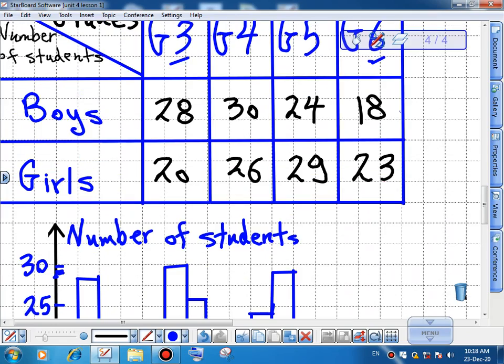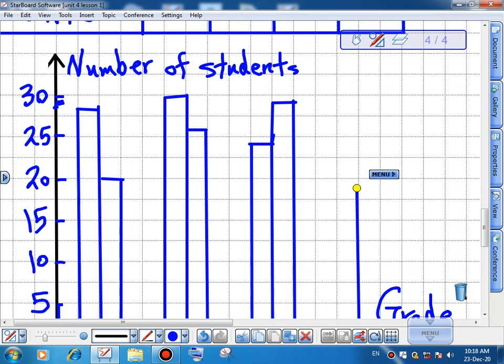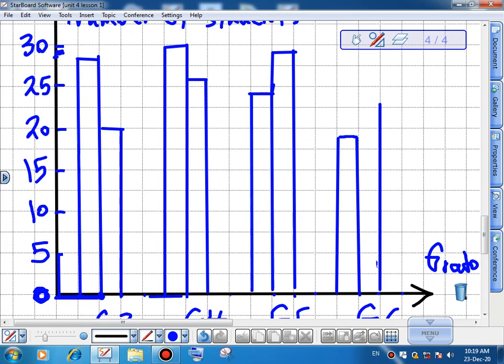And the next, the number of girls is 23, which is greater than boys. From 0 to 23, we have only 20 and 25. So we go 20, 21, 22, 23, a line between 20 and 25. So we go from 0 to 23, like this. After this, we close the bar to make it a double bar graph, like this.